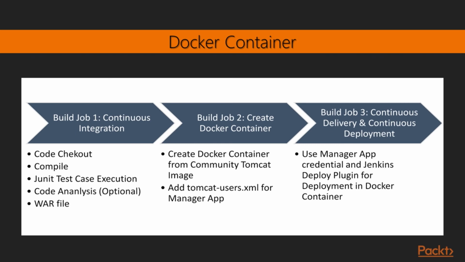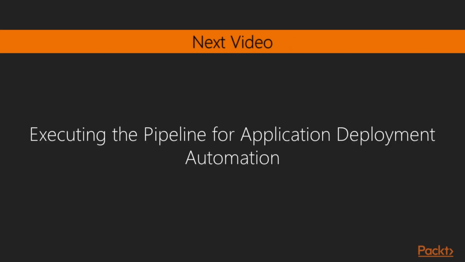Now to deploy the Pet Clinic Spring application in a Docker container, we need to first build continuous integration. Then you have to create a Docker container and finally perform continuous delivery and continuous deployment. Cool! In this video, you have learned the procedure for configuring the build pipeline for build job orchestration. Awesome! In the next video, you'll be learning about executing the pipeline for application deployment automation.